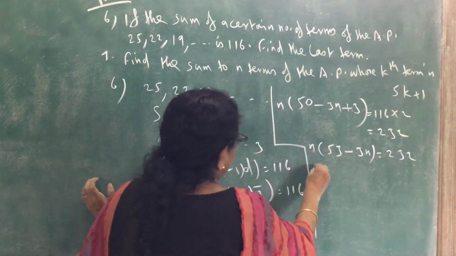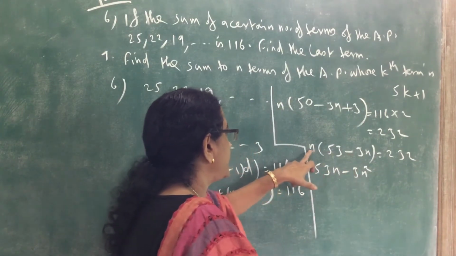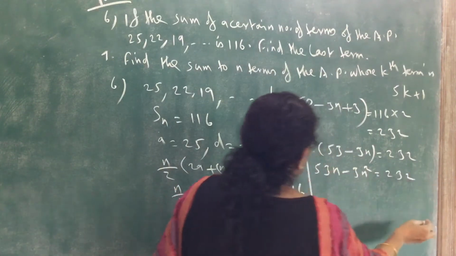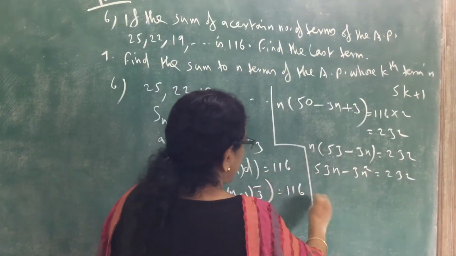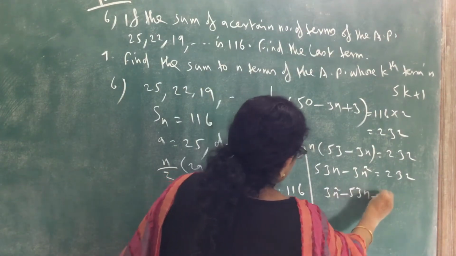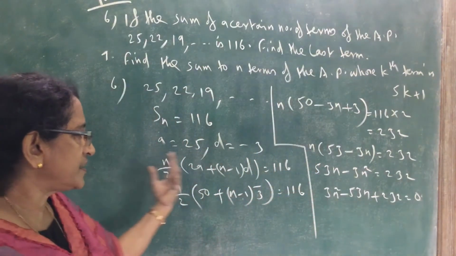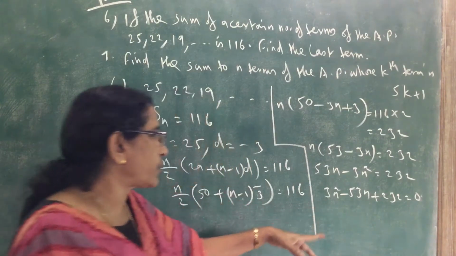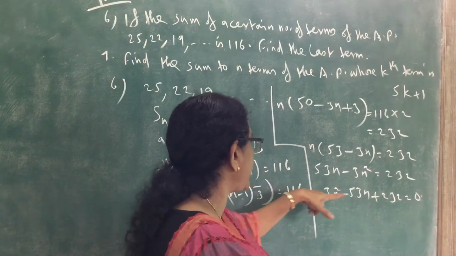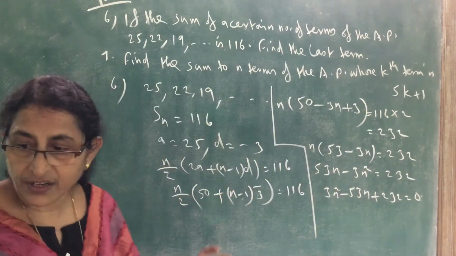So 53n minus 3n into n, that is minus 3n square, equals 232. So taking this to that side, 3n square minus 53n plus 232 equals 0. Then we can find n using the quadratic equation; we can factorize. So this is 3n square minus 53n plus 232 equals 0. Now we can find the n.